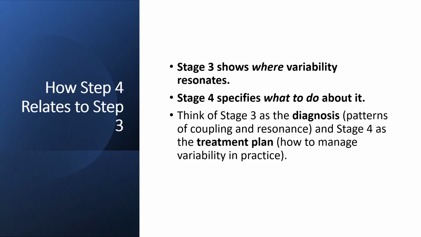The relationship between step 3 and step 4 can be defined as: stage 3 shows us where the variability resonates, and stage 4 specifies what we need to do about it. Think of stage 3 as the diagnosis, identifying patterns of coupling and resonance, and stage 4 as the treatment plan, how to manage variability in practice.